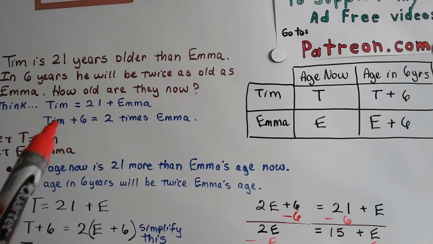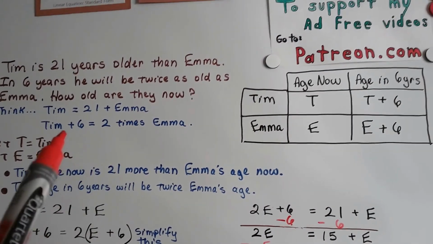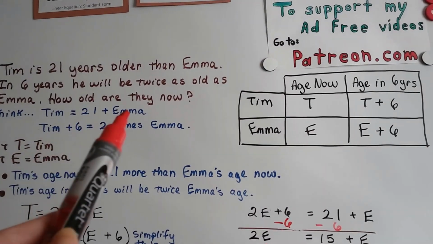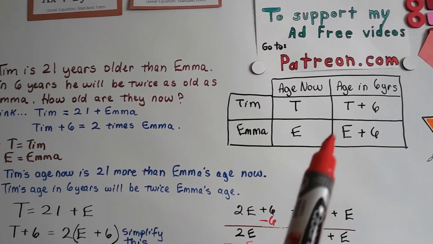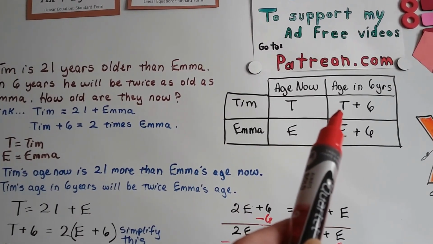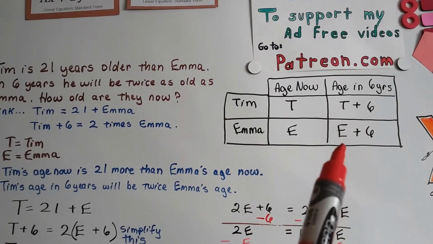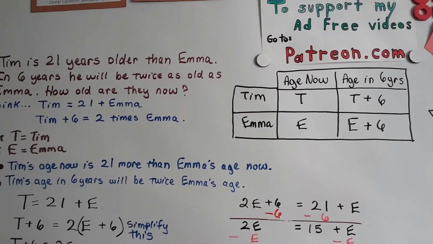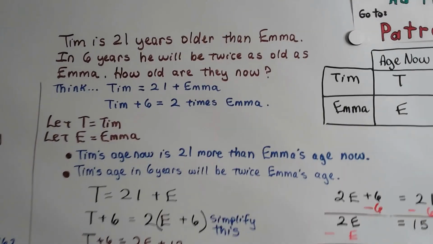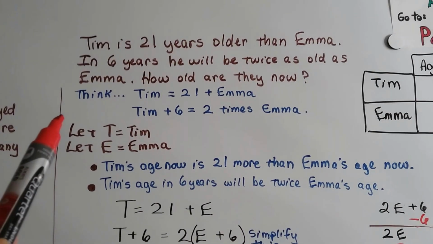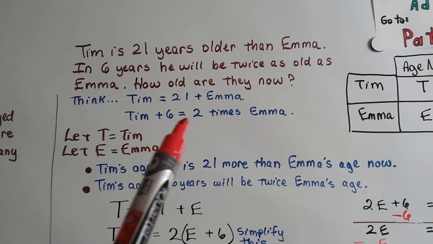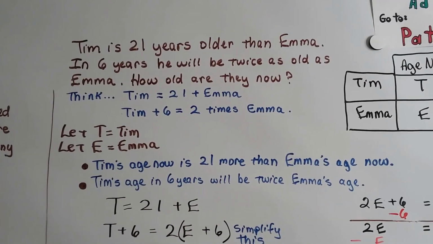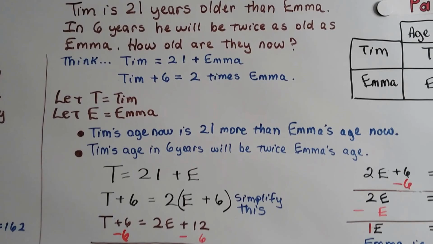So Tim is equal to 21 plus Emma, because his age is 21 more than Emma, all right? So T will be Tim, E will be Emma. And their age in 6 years is going to be a T plus 6, and she's going to be an E plus 6, right? So in 6 years, he's going to be twice as old as her. So Tim plus 6 is going to be 2 times Emma's age, all right, in the 6 years.